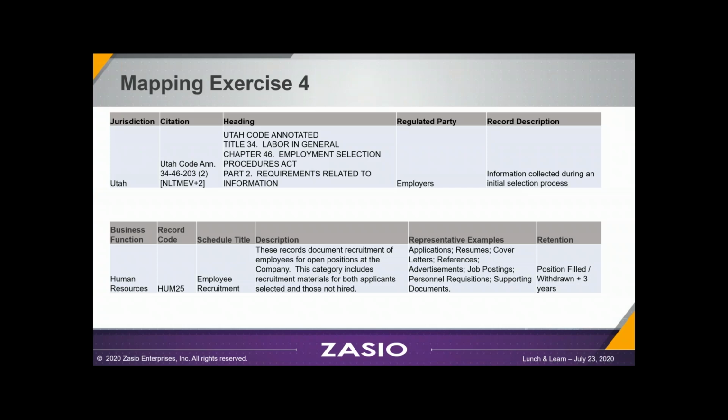And I see here we have the record code is HUM 25, and the title is Employee Recruitment. And so this is an example here where it's pretty easy to align it to your retention schedule. This is a typical type of record series, but then it goes to that application analysis where, okay, our current retention period is position filled / withdrawn plus 3 years.